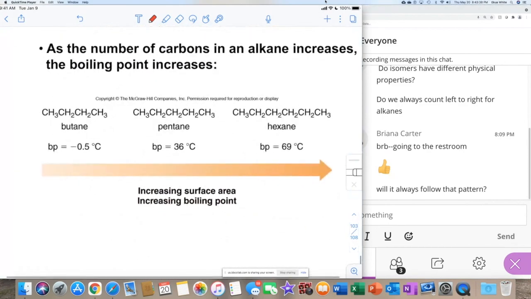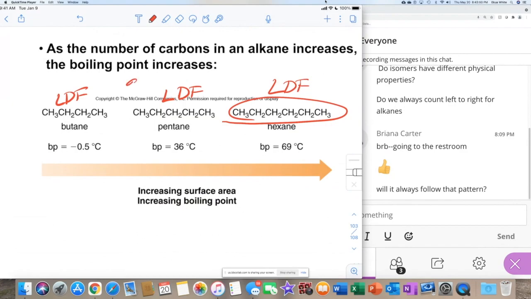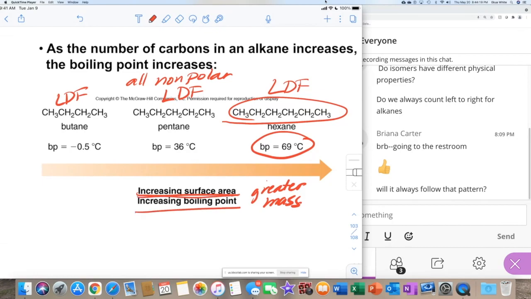Okay, so what if you're comparing one alkane to the other? These all three have London dispersion force only. Why? They are all nonpolar, and nonpolar compounds have London dispersion force as their only force of attraction. The one on the right will have the highest boiling point, right? Because it has the greater surface area and it has a greater mass too. Don't forget that greater mass. You've got more electrons in there, so you have a greater surface area, greater boiling point. Okay?